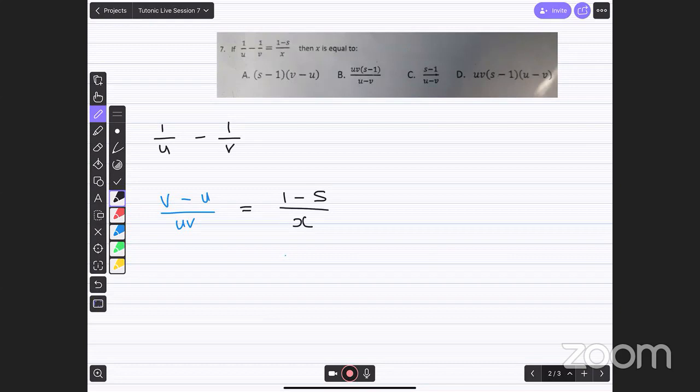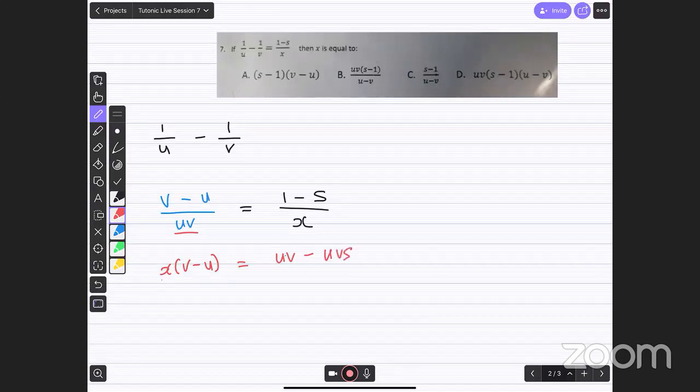I don't know. Anybody want to try and help him? I got it. I figured it out. Oh, okay. So what did you do? Basically you cross multiply so that you get x into v minus u is equal to vu minus vus over u. Oh wait, are you multiplying the uv as well? No, I'm cross multiplying. So I'll have x into v minus u, and on the other side uv into 1 minus s. Yeah, uv minus uvs.